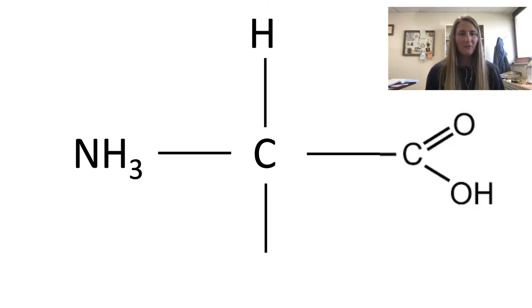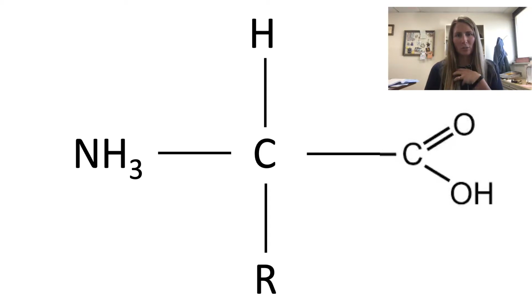And then lastly, the 4th bond is bound to an R group. And I say R group in very general terms. That R group can change based on what amino acid we are talking about. So the R is the identifier for the amino acid. Every amino acid has an amine group, NH3. Every amino acid has a hydrogen group, H. Every amino acid has a carboxyl group, the COOH. But individual amino acids vary based on the structure of their R group.